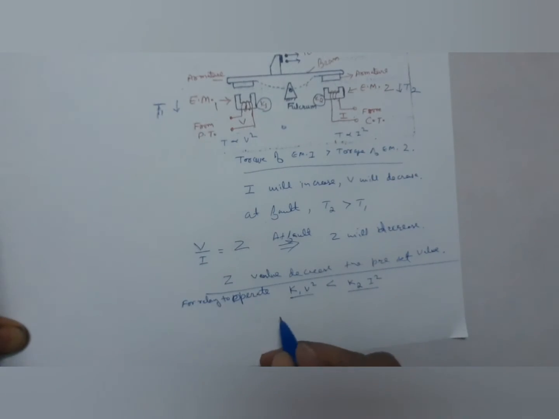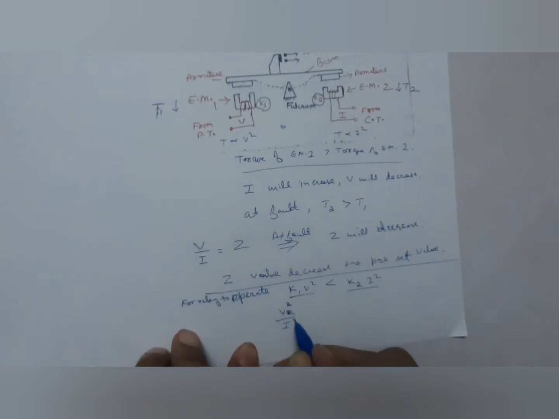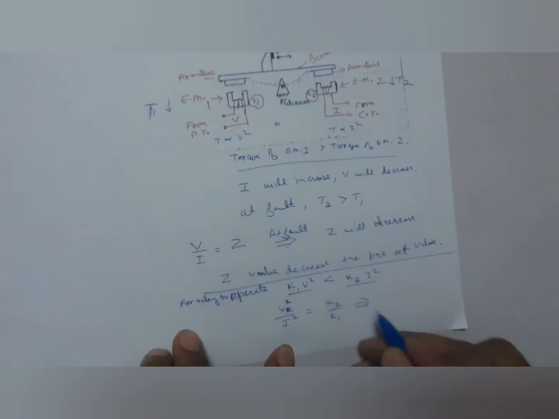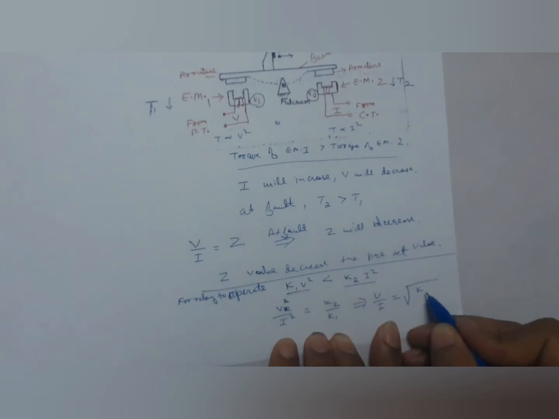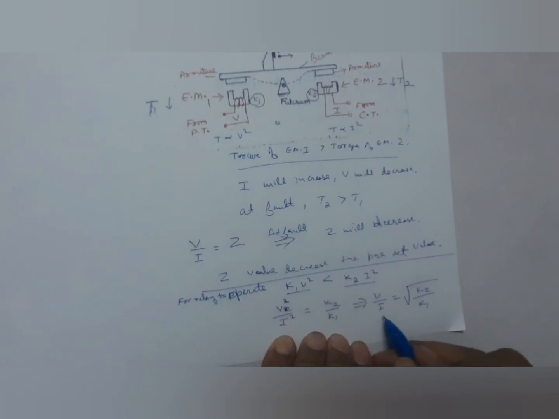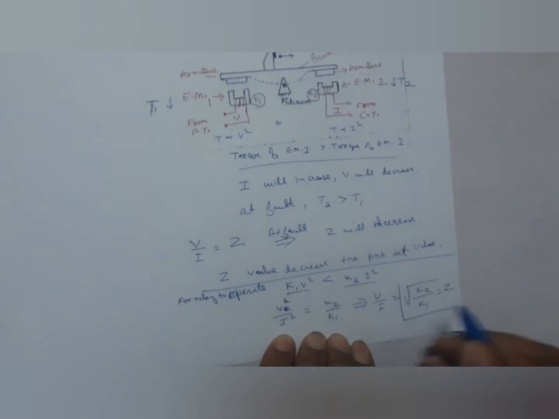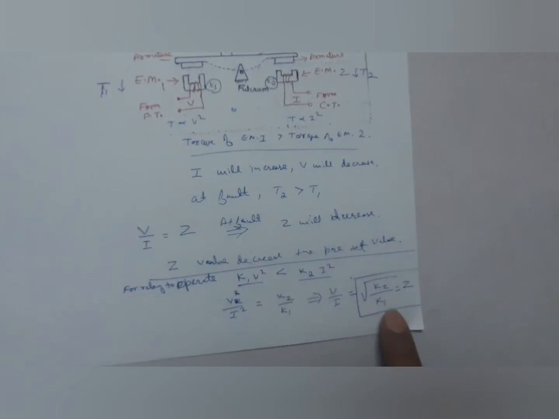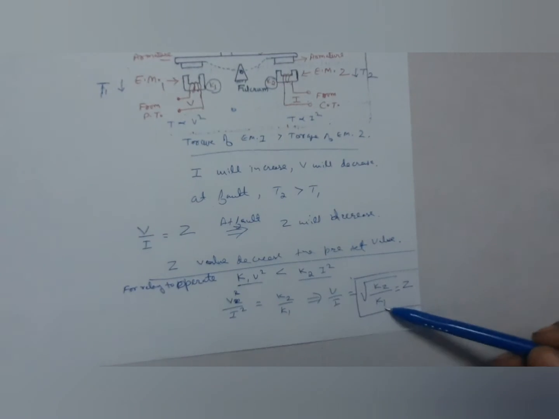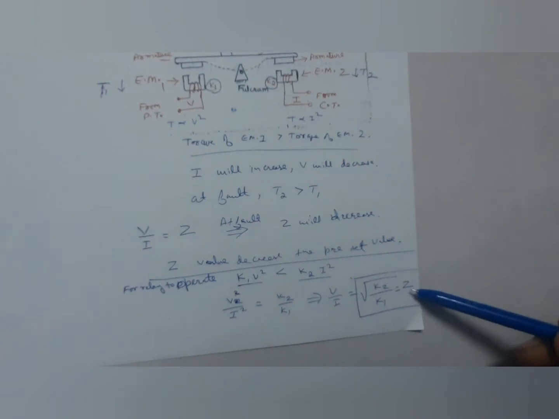So this can be further equated as V square upon I square is equal to K2 upon K1, and this value is nothing but our Z. So for the relay to operate, the impedance value is the square root of K2 upon K1, which is that preset value of the impedance. So by adjusting the values of K2 and K1, we can make the relay operate at any impedance. So this is the basic principle of the definite distance impedance relay.